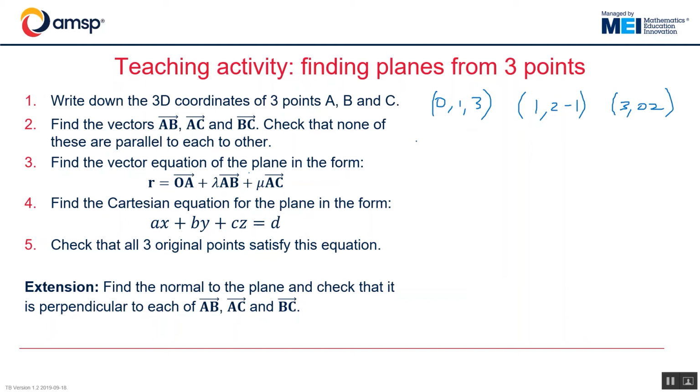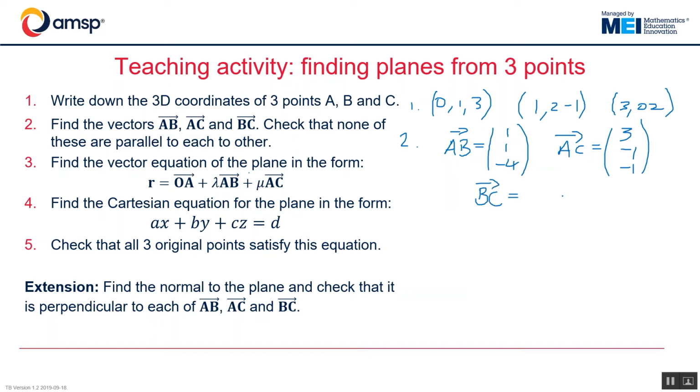In the next step, in step 2, we're going to find the vectors AB, AC, and BC. And crucially, this is only going to work if these aren't parallel to each other. So in this example, AB is (1, 1, -4). AC is (3, -1, -1). And BC is (2, -2, 3).